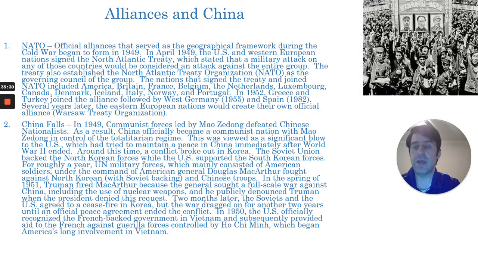The U.S., again, wanting to employ containment and not allow communism to spread throughout Southeast Asia, officially backs the French government in Vietnam and begins to send aid to the French against these guerrilla forces controlled by Ho Chi Minh. This is in the early 1950s, and this serves as the beginning of America's long involvement in Vietnam. By the mid to late 1950s, American troops are being sent to Vietnam to participate in the Vietnam War, and America would remain embattled, or engulfed, I should say, in the Vietnam War through the 1960s and into the early to mid 1970s.